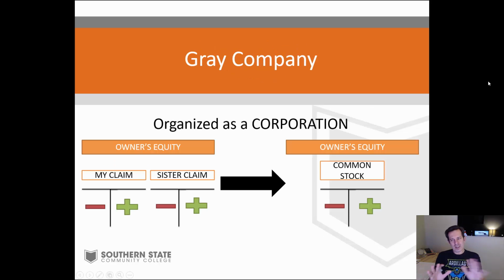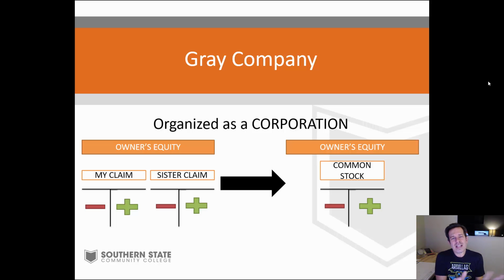So Gray Company, I'll tell you a little bit about that. Gray Company is organized as a corporation. A corporation has stockholders or shareholders, and you think of mostly our large companies that we see, like the Walmarts and the Targets and the Starbucks and the Chipotles. All of those are organized as corporations. And they have millions of shareholders. And every shareholder in those businesses gets common stock to evidence their ownership in that business.